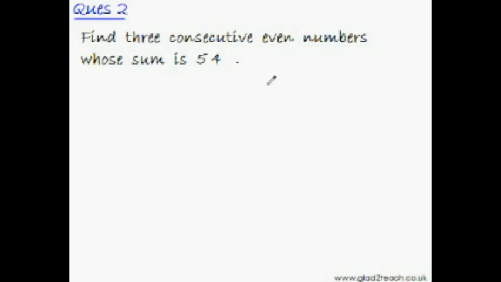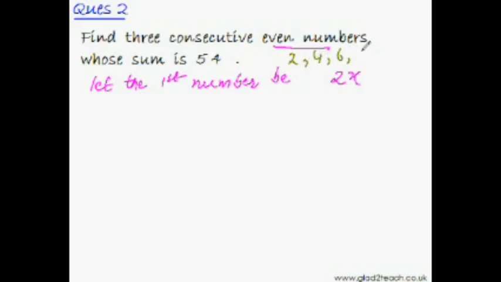Alright. So now let me put down the steps for you. The first step to solve any word problem is to assign the variable x. So let the first number be 2x. Now in case you're wondering, why did I put 2x and not just x? The reason is that I had to translate this word even numbers into mathematics. And even numbers, as you know, are 2, 4, 6, 8, so on. Basically, they are all multiples of 2. So we simply multiply by 2.